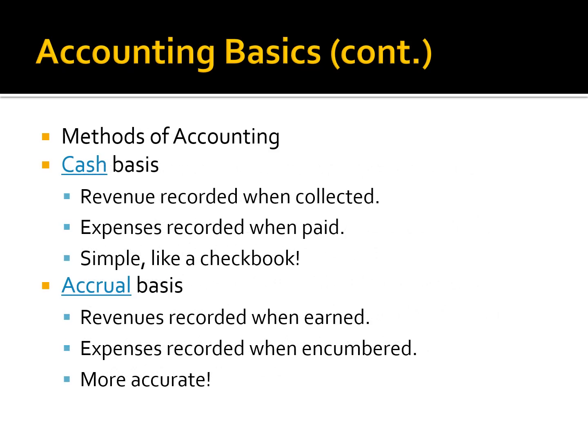The two methods of accounting are the cash basis and the accrual basis. The cash basis is where revenue is recorded when collected, expenses are recorded when paid, and it's pretty simple. Think of it like a checkbook. The accrual basis is a little bit different. Revenues are recorded when earned, expenses are recorded when encumbered, and this is usually a little bit more accurate.